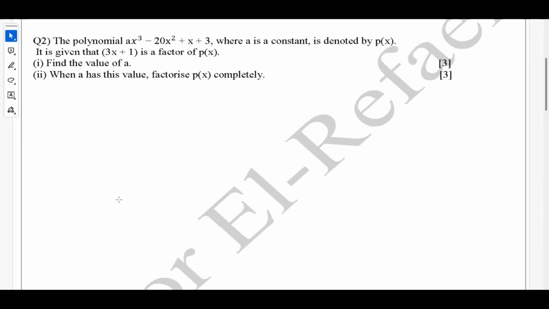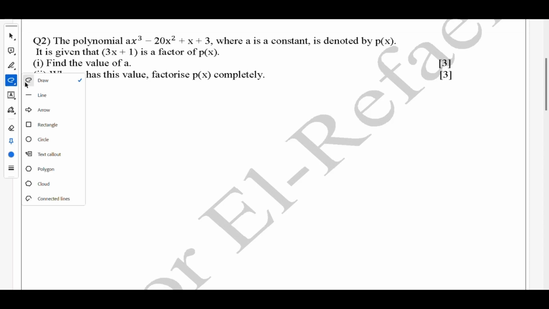The function ax cubed minus 20x squared plus x plus 3, where a is a constant, is denoted by f(x). It's given that 3x plus 1 is a factor of f(x). I'm going to underline the word factor. Find the value of a. I have two ways to solve this question. The first one by using long division, and the second one by using the factor theorem. If you think carefully, long division will be a very complicated method. So I prefer to use the easiest one, which is the factor theorem.